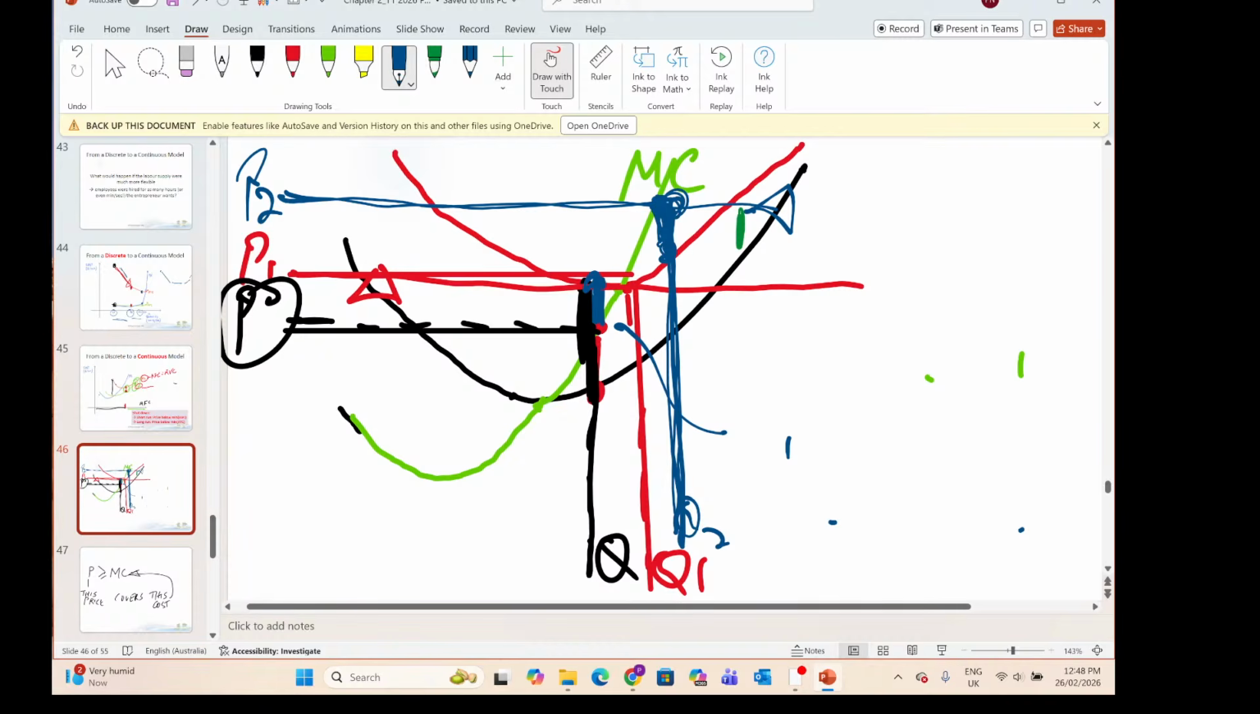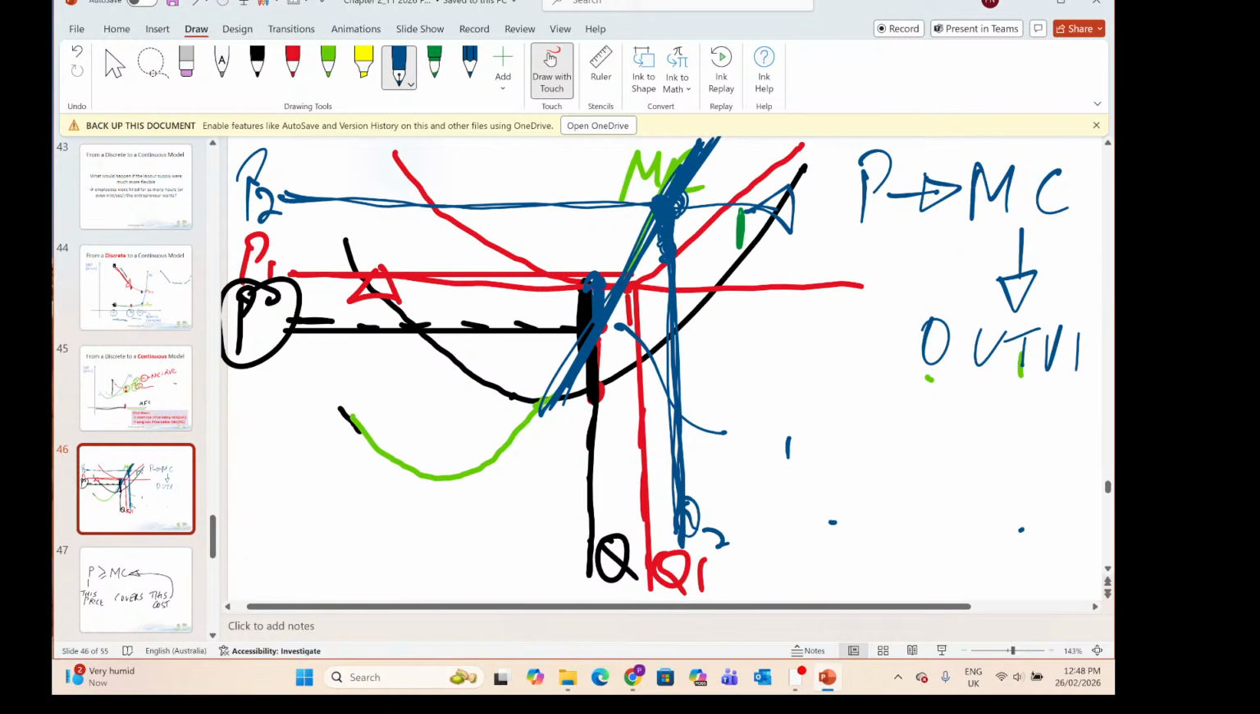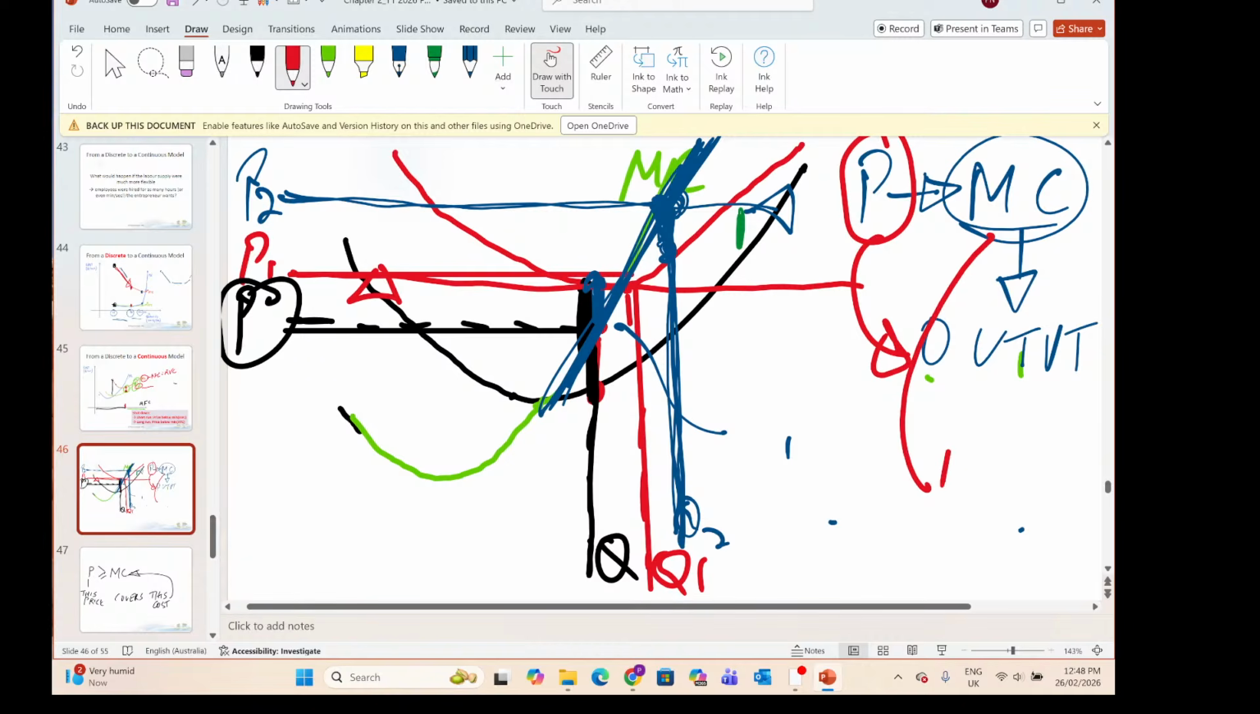So what is this marginal cost curve actually doing for us? What we're doing each time is we're finding the price, we're going to the marginal cost curve, and then we're going to our output. So this marginal cost curve is connecting our price and our output, which means that this marginal cost curve is our supply curve.